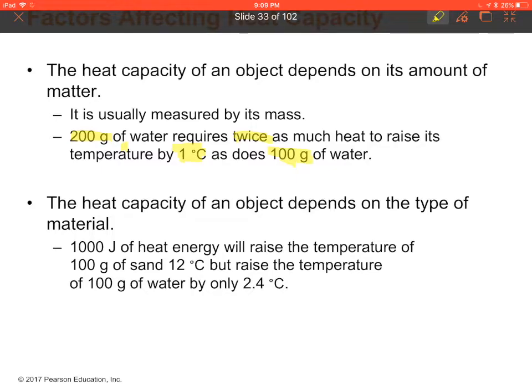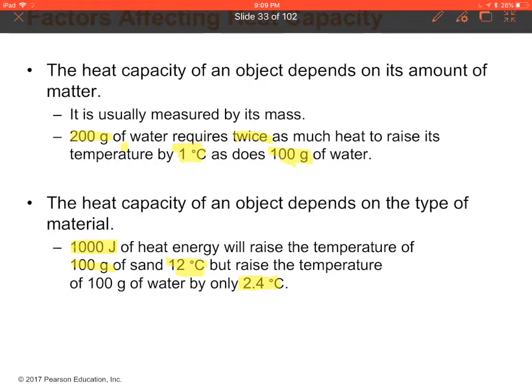The heat capacity of an object also depends on the type of material. 1,000 joules of heat energy will raise the temperature of 100 grams of sand 12 degrees Celsius, but raise the temperature of 100 grams of water only 2.4. That's because water has a different heat capacity. Water actually has a very high heat capacity.